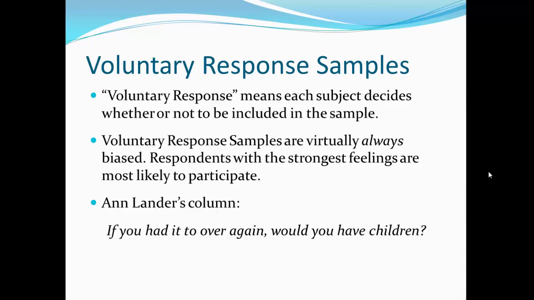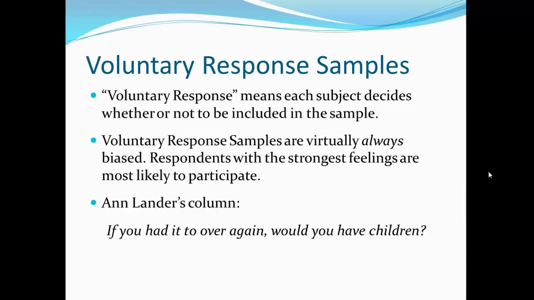There was a famous example of this that occurred a number of years ago. I think it was around 1975 or 76. The writers of the Ann Landers column posed this question to the audience: if you had to do it all over again, would you have children? The shocking result was that about 70% of her respondents said, no, if we could do it all over again, we would not have children.